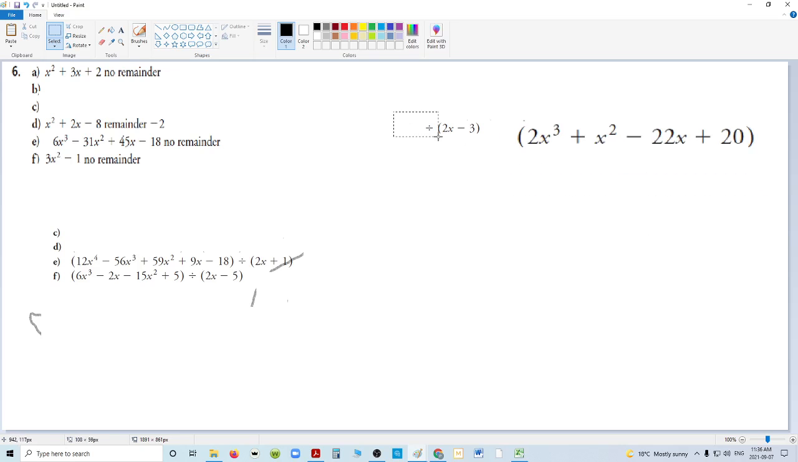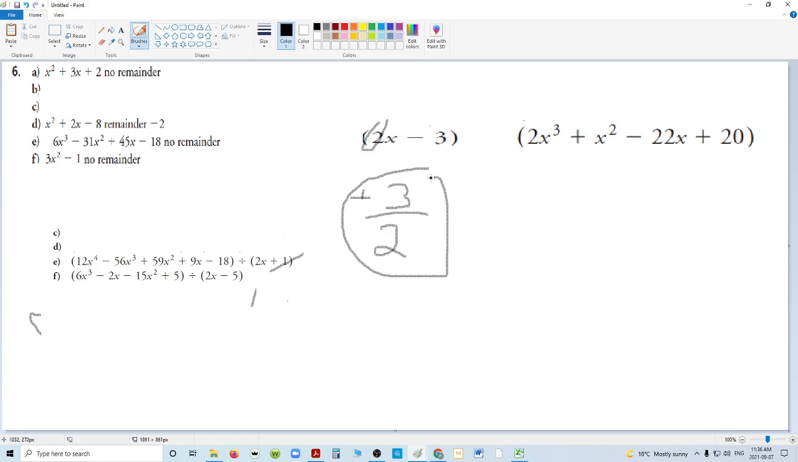What's the root of this? The root of this is when that bracket equals 0. And then you solve for x. Well, I'll let you know right away. It's plus 3 over 2. That is the root. Now that 2, you're going to have to keep in mind when we're done. Plus 3 over 2 seems pretty weird.